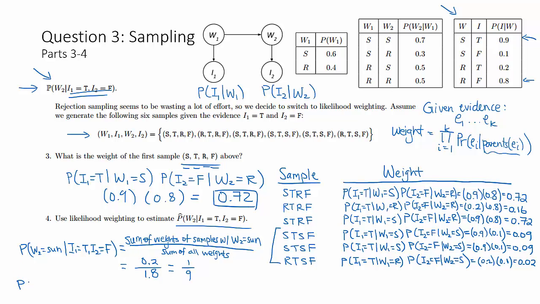For the probability that W2 equals rain, given that I1 equals T and I2 equals F, well, since we know that this forms a distribution, it's just going to be 1 minus 1/9, which is going to be 8/9. And this concludes sampling.